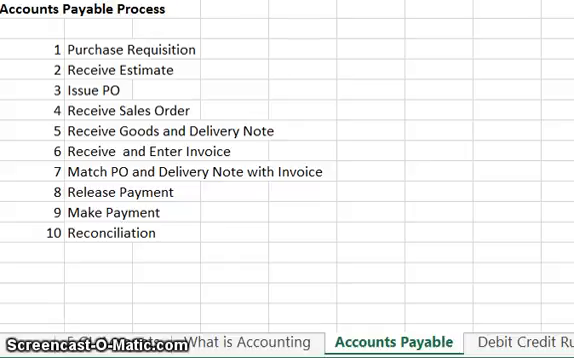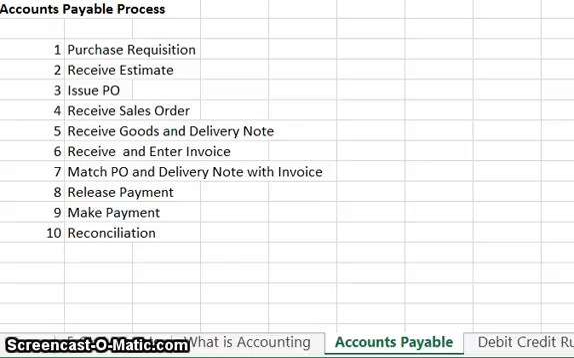After the purchase order, delivery note, and invoice have been matched and they are all in agreement with each other, then the company would release payment to the vendor. And then after the company has released payment to the vendor, it would actually make payment. And after it has made payment, the final step in the accounts payable process would be reconciling the banking.